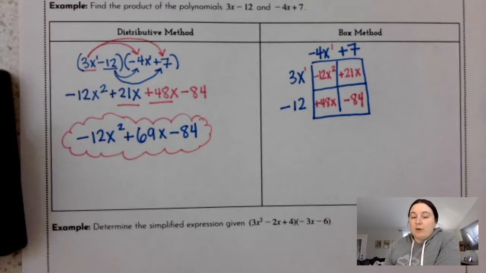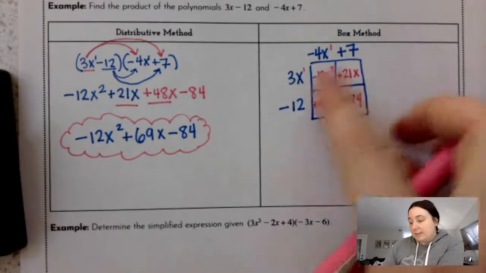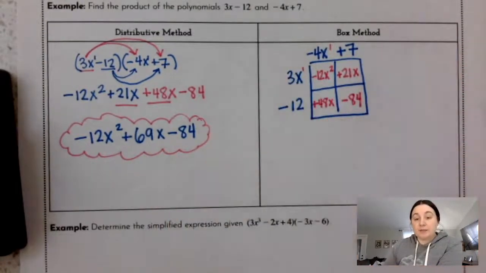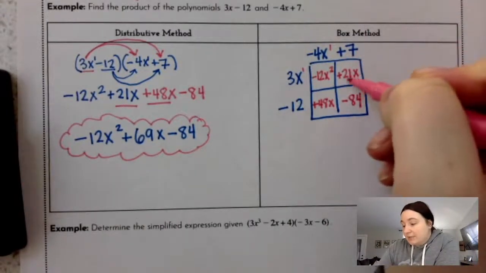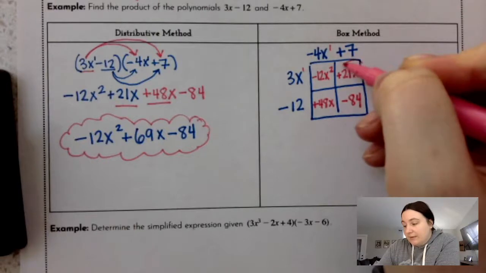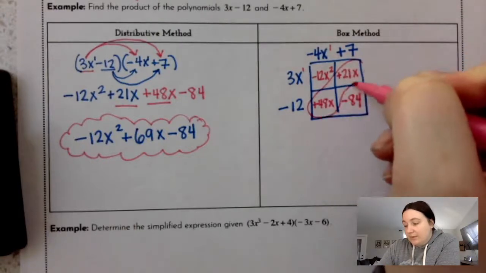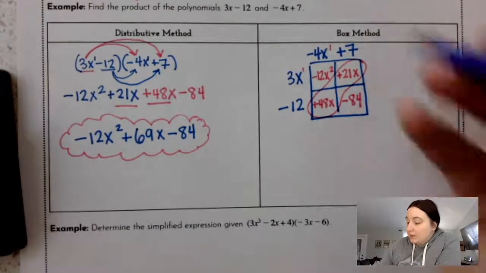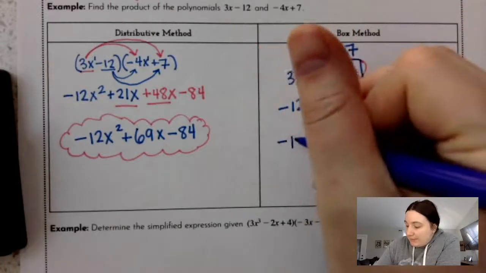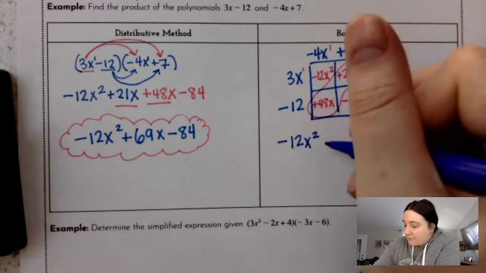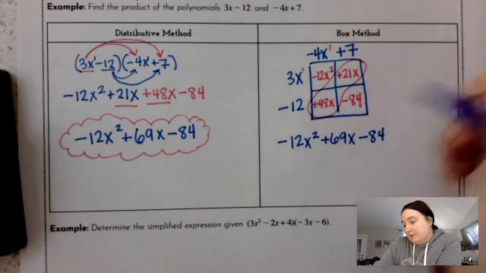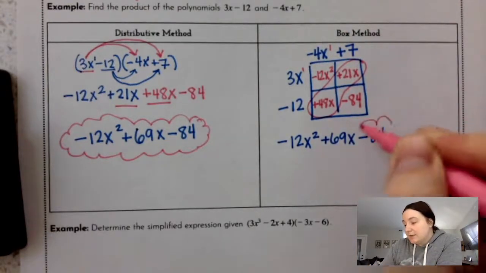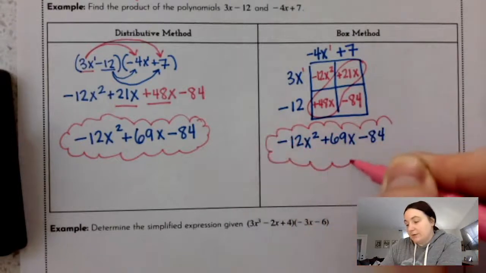So now I have all my pieces of my box. This is not my answer. I need to make my answer look like this. So I need to pull it out of the box. And so I like to find my like terms inside the box and combine them, so I don't have to pull it out and then combine like terms. So these are my like terms, but I have negative 12x squared plus 69x minus 84. And you can see we get the exact same answer, which is a good sign.